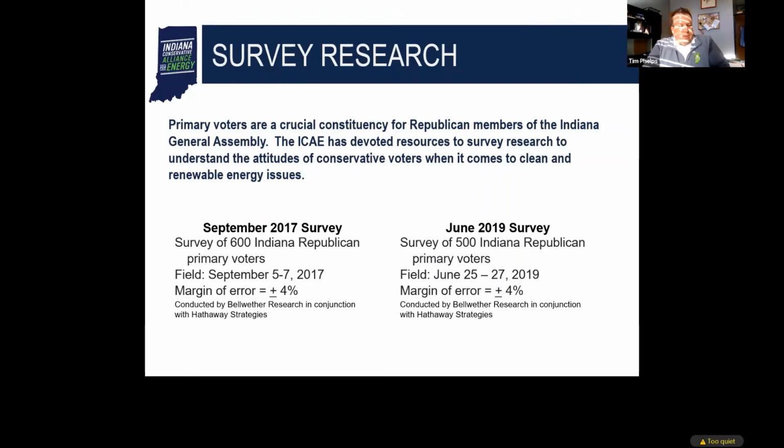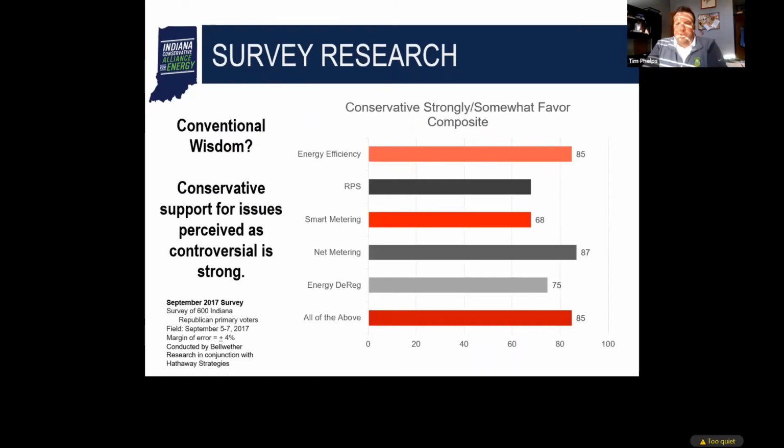Where I'd like to start is the conventional wisdom. This is my message for you today: conservative voters aren't where you think they are on renewable energy issues. Our research has been consistent on that. When you ask them about it, energy efficiency programs are an 85% issue. Smart meters, 68%. Net metering, which I'm sure we'll talk about later, 87%. Energy deregulation, 75%. All of the above, 85%. These are all from 2017, and we've retested some of these numbers again. Renewable energy issues, when you explain them to conservative voters, are pretty popular.